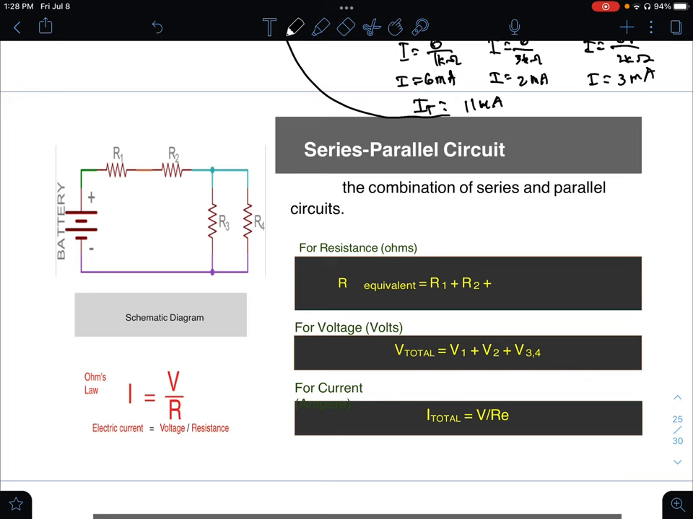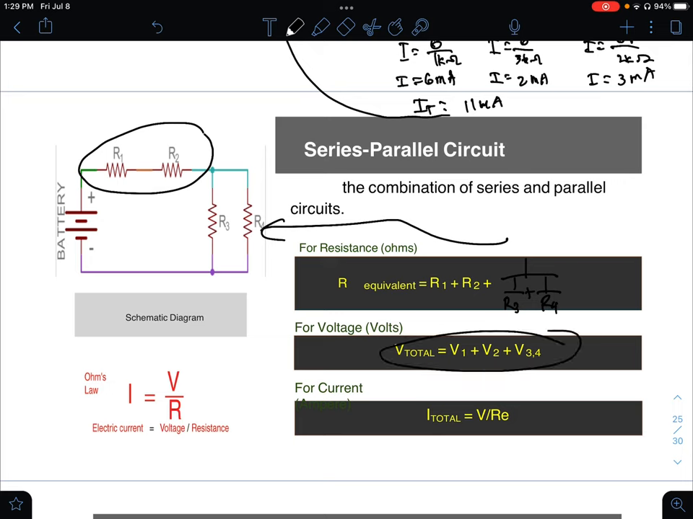Now, sir, what if we join the series and parallel circuit? Series and parallel circuit is actually just the combination. Obviously, it's the combination of the series and parallel circuits. Now, to get the total resistance in this figure, we just need to add R1 and R2, plus R3 and R4 since they are in a parallel circuit, so we just need to do this. Okay? Depending on the circuit, that's how we know what the formula is to get the total resistance.